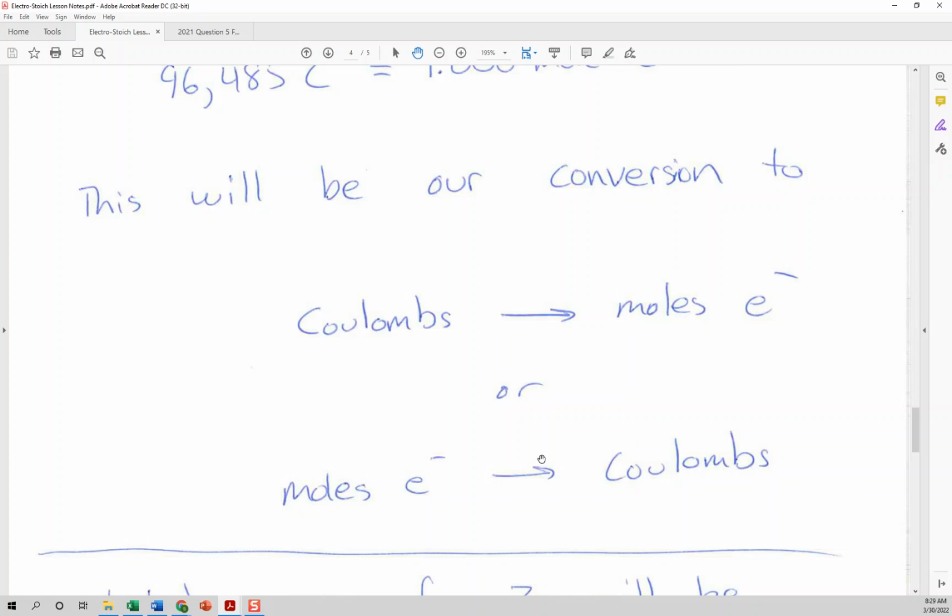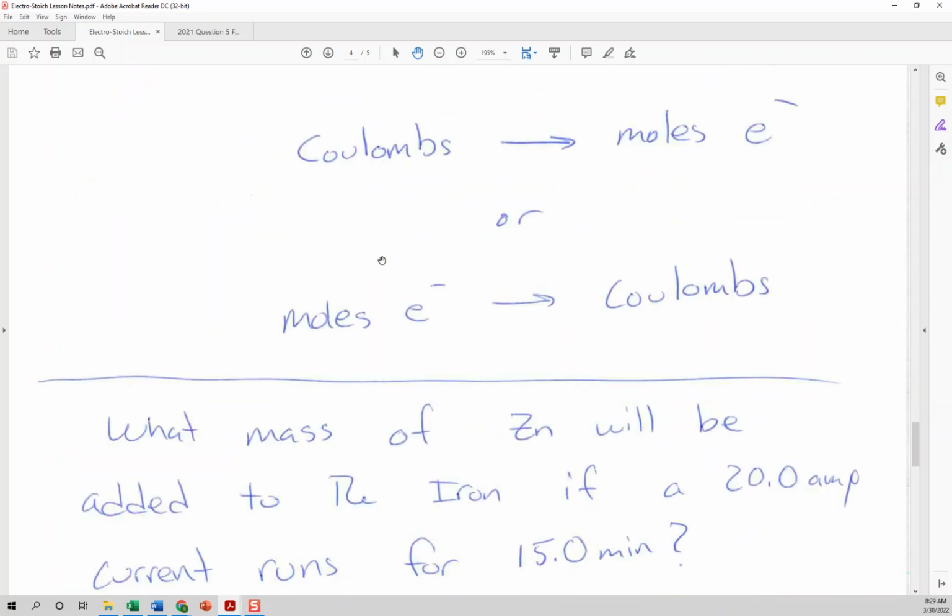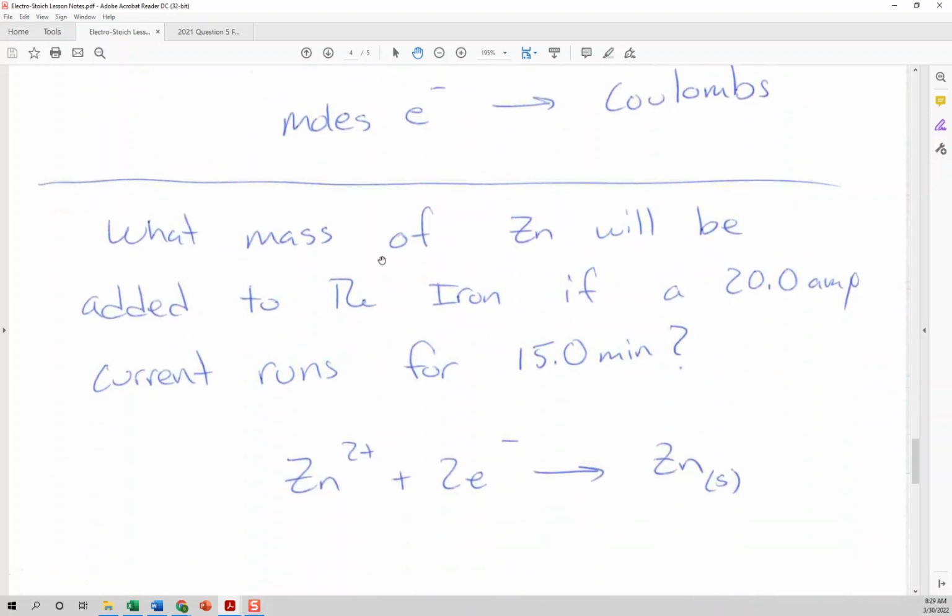And once we have moles of electrons, then it's just stoichiometry as usual. We go to our mole ratio and our balanced redox reaction, or in this case, our balanced half reduction reaction, and we do the stoichiometry, all right? So we got Faraday's constant, again, it's on our formula sheet, and amps would be something that's given to us in the question, all right?